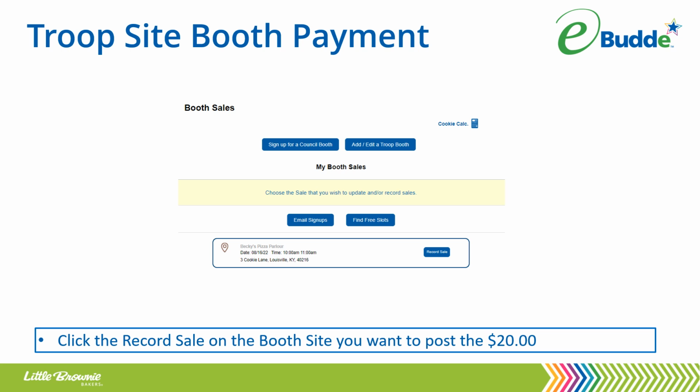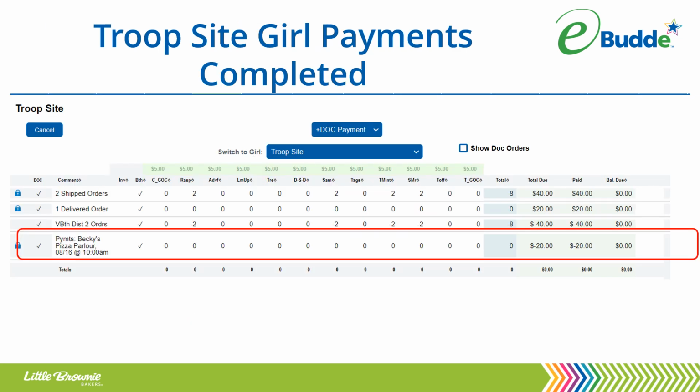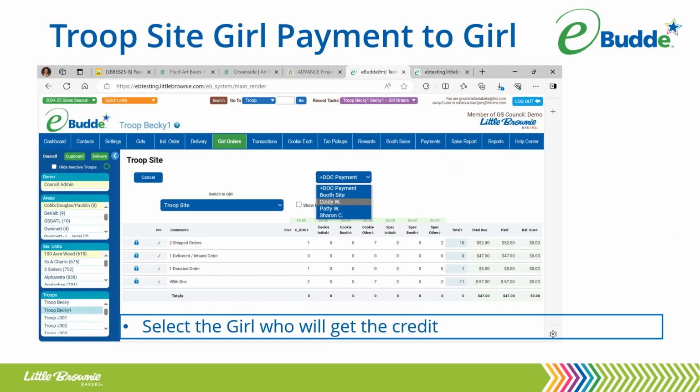You'll be taken to a list of all of your booth locations. So select the booth that your customer picked up the cookies from and then click Record Sale. Enter the $20 in the box labeled Digital Cookie Payment. Click Go to Distribute and then Distribute as appropriate and click Save. eBudde will create a payment record on the Troop Site Girl on the Girl Order tab. Back on your troop site page on the Girl Order tab, you can see that the $20 was removed from that girl and credited as a payment for the booth that you selected.